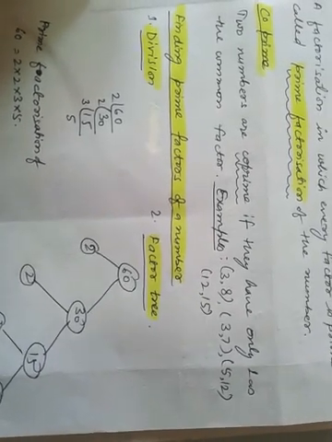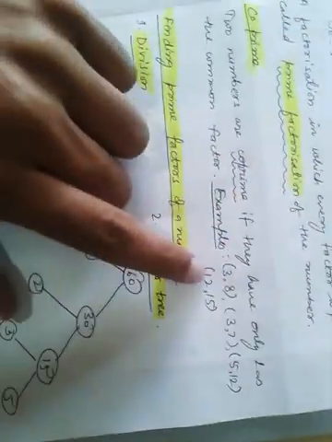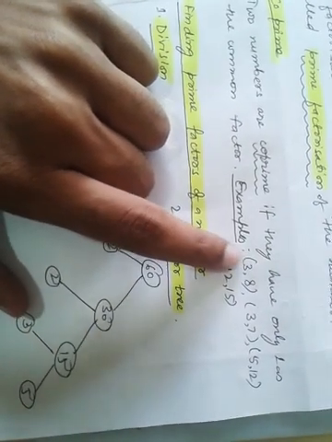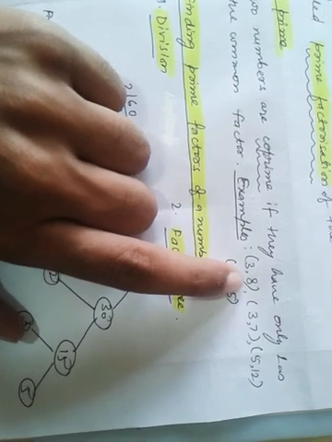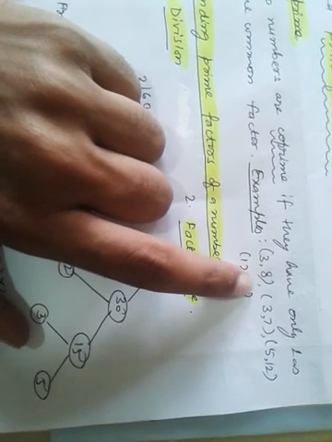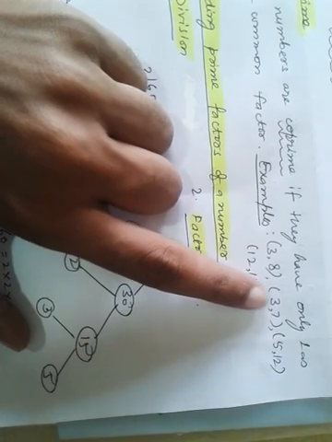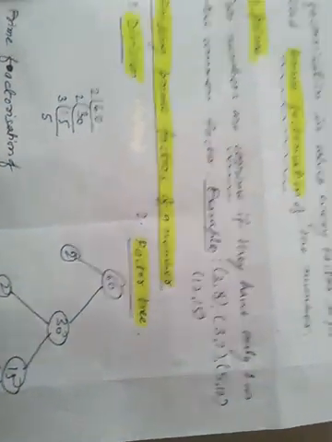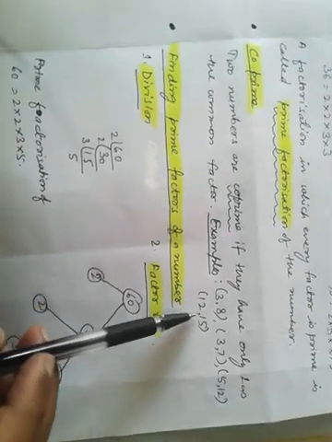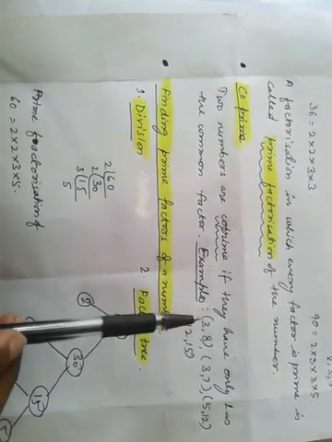You can see here 3 and 8. Factors of 3 are 1 and 3. Factors of 8 are 1, 2, 4 and 8. But what is common between them? Only 1. Any two numbers whose common factor is 1 are known as co-prime.